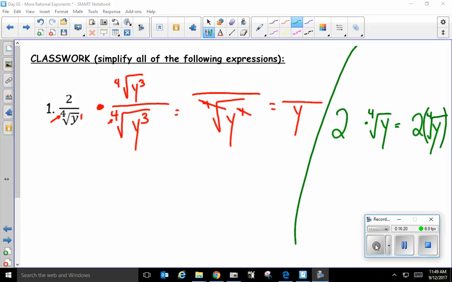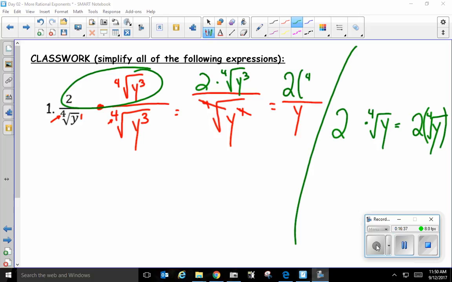That's all it is. That's it. Yes. So therefore, when I multiply these two together, I get 2 times the fourth root of y cubed. That's your answer.